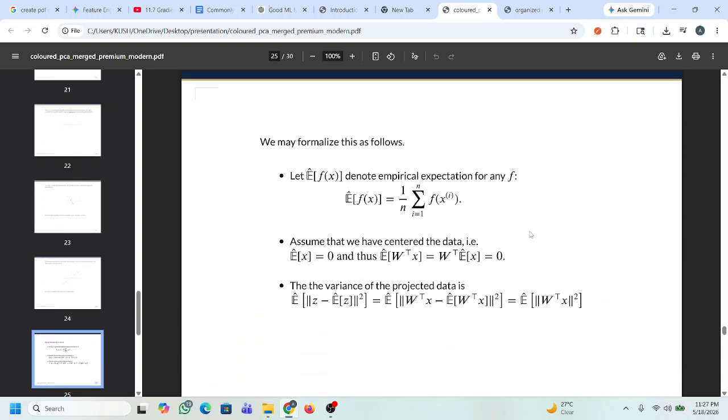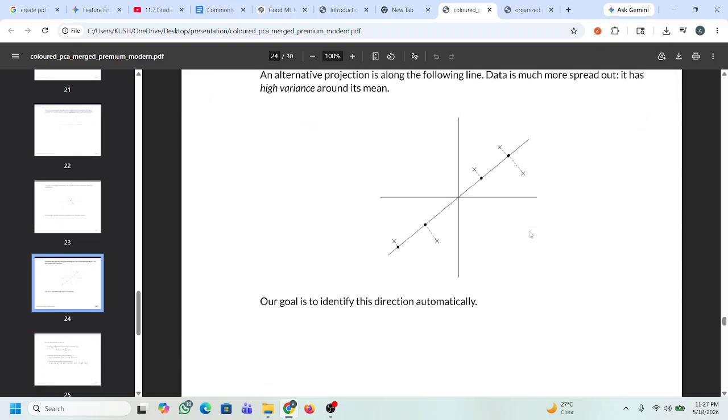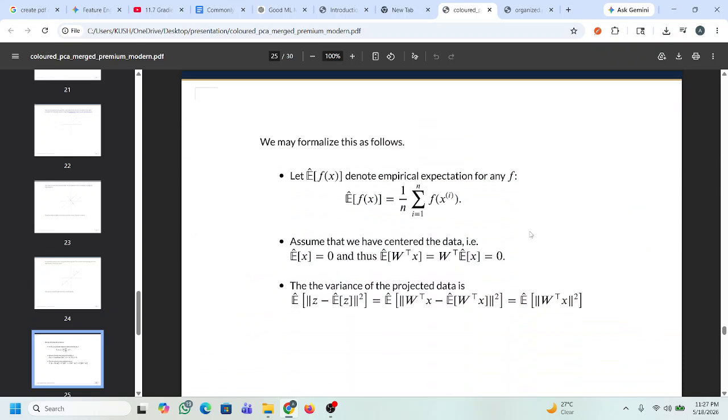Now coming to the next thing, that is what is the empirical expectation. So empirical expectation E hat of f of x is nothing but the average. So assume that we have centered the data. Now once we have centered the data, the expectation of x will be equal to 0. Why? Because it is basically mu, and since you are centering the data, you are already setting mu to be 0. Here one thing you should note is that the expectation of W transpose x is equal to W transpose times the expectation of x. Why? Because W transpose is a constant, so it comes outside.